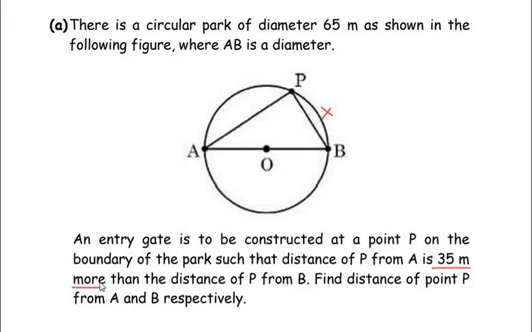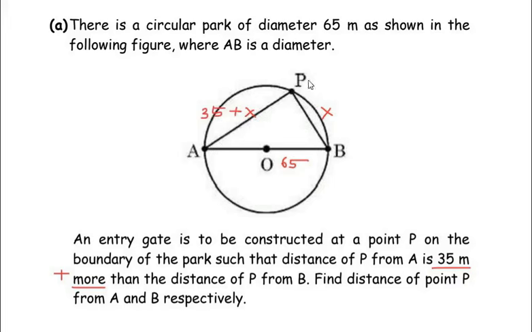Now remember that more is a keyword representing the operation addition. So here the distance of point A from point P is 35 meters more than the distance of point P from point B. So here we are going to write 35 meters, that is 35 plus the distance of point P from point B, that is x meters. And the length of AB is given as 65 meters. So here we need to find out the distance of point P from point B and point A.